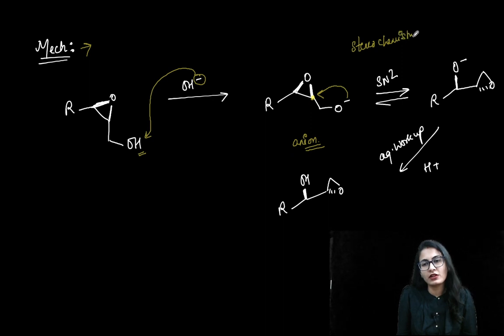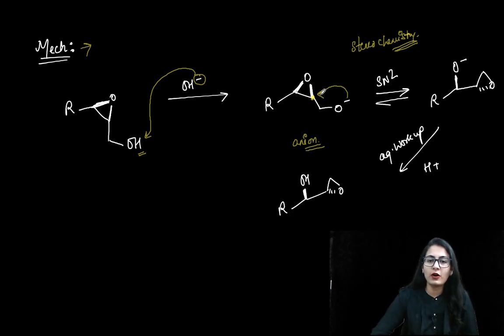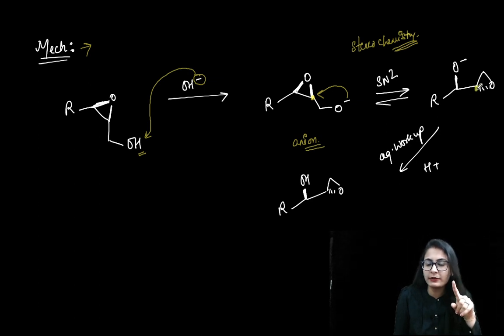The stereochemistry of this reaction is what we have to understand, right? So the O minus is attacking from below the plane of the already existing epoxide, which is above the plane. An SN2 attack always happens from the opposite side. So that is why it attacks onto this particular carbon that you can see.